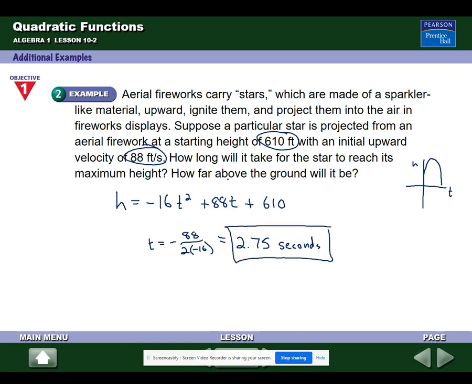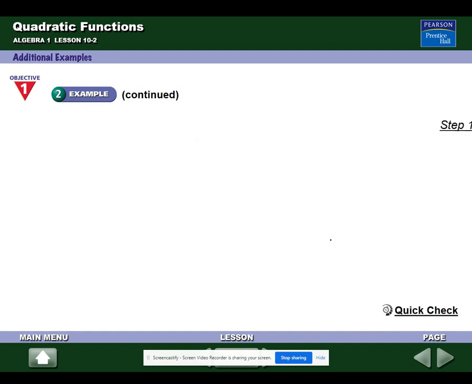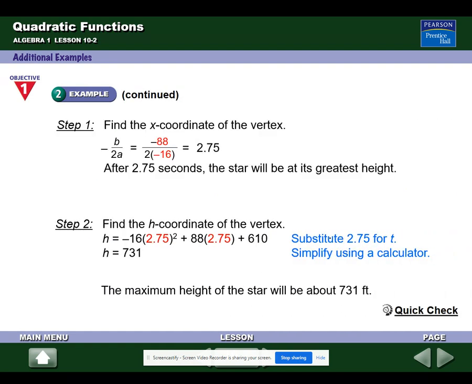Okay. Then it says, how far above the ground will it be? Now I've already done this kind of thing a few times, so I'm just going to roll to the answer. But what you would do is take this number and plug it in for t. We're finding the vertex, which is 2.75 comma something. The something is the height. And if you plug 2.75 in for t and do the math, use your calculator, you should get 731 feet. Okay. One more example.